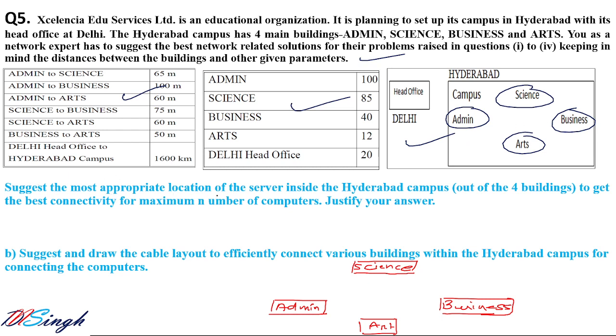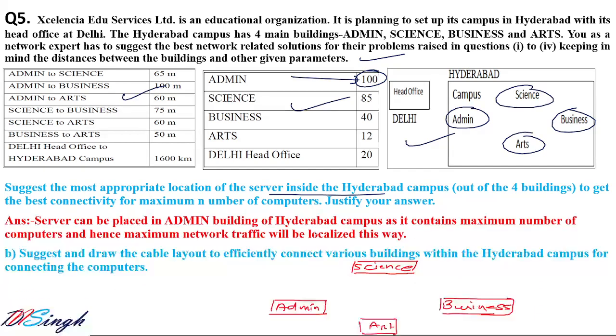First question: suggest the most appropriate location to house the server in Hyderabad campus. Fine. Which particular block has the highest number of PCs? 100. That is in admin block. The answer will be admin building of Hyderabad campus, as it contains the maximum number of computers, hence the maximum network traffic will be localized this way. So maximum network traffic is going to be generated from this admin block only, so that it need not travel to other blocks to get the request served from the server. So we will host the server in the admin block itself.